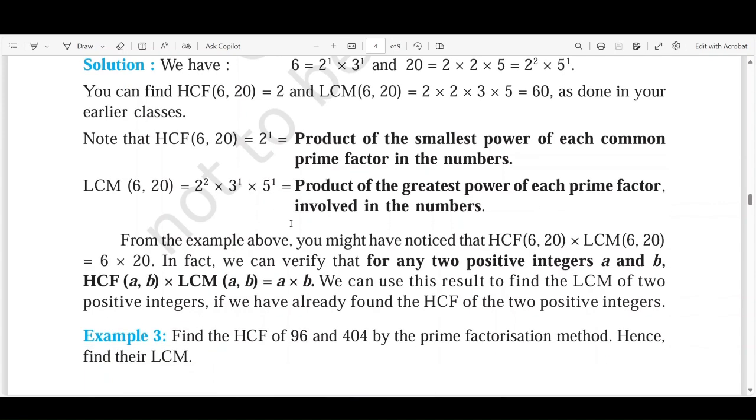From the above example we can observe that when we multiply the HCF and LCM, their value will be equal to the product of the given numbers 6 and 20, because the product of HCF and LCM is 120 and if you multiply the two numbers 6 and 20 again you will be resulted with 120. So what we could conclude is for any two positive integers a and b, the product of HCF and LCM of the two numbers will be equal to the product of the two numbers.